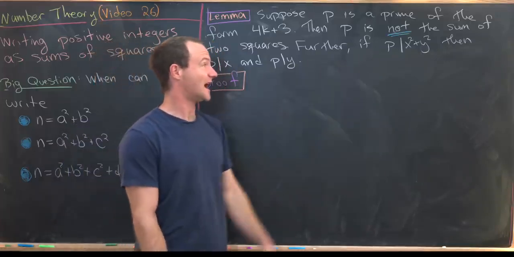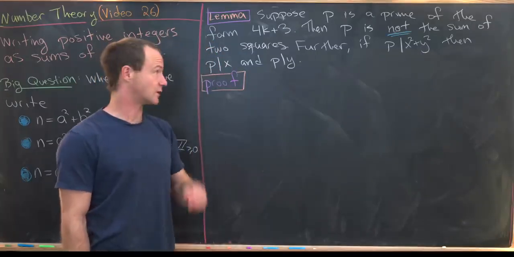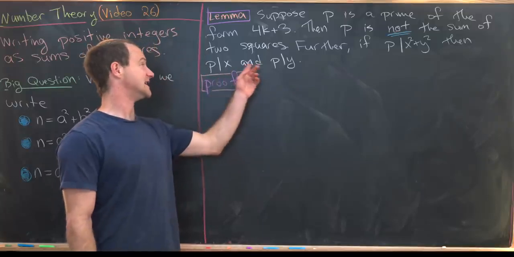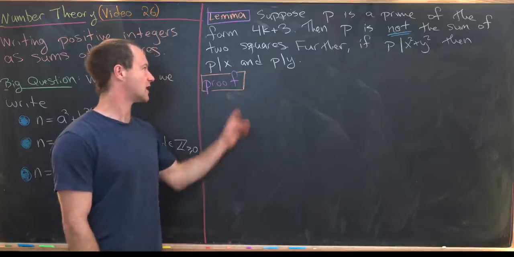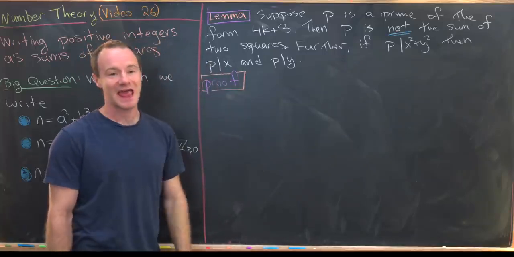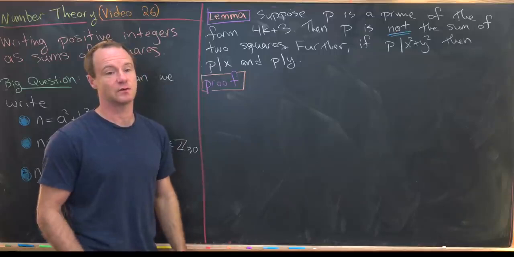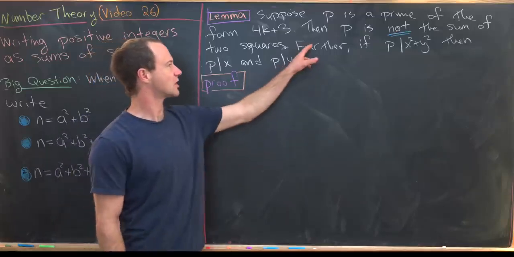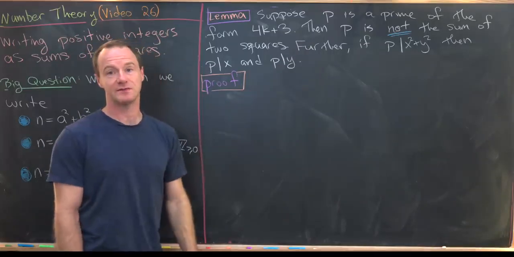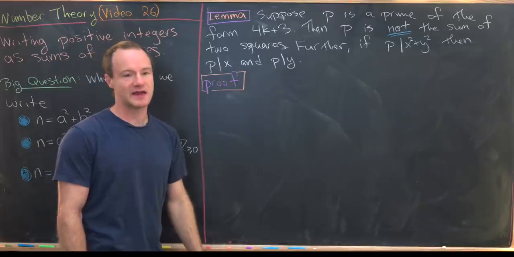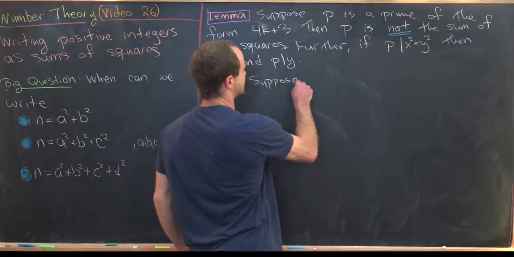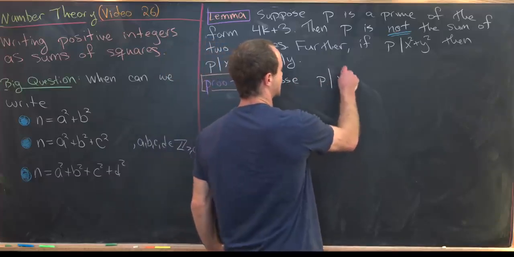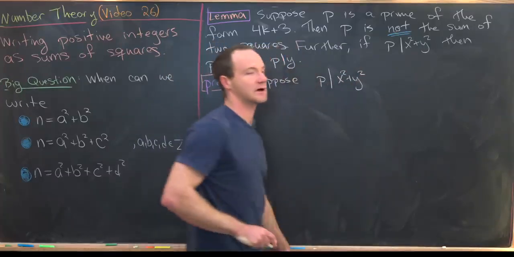Furthermore, if it divides a sum of two squares, then it divides each of the constituent parts. So if it divides x squared plus y squared, then p divides x and p divides y. We're actually going to start with this furthermore statement and use that to prove our main statement. So let's go ahead and suppose that p divides x squared plus y squared.